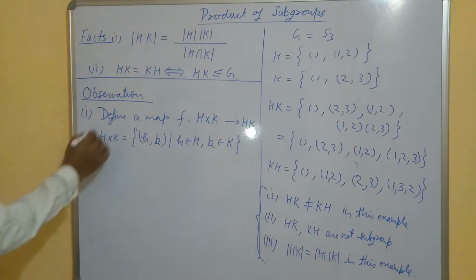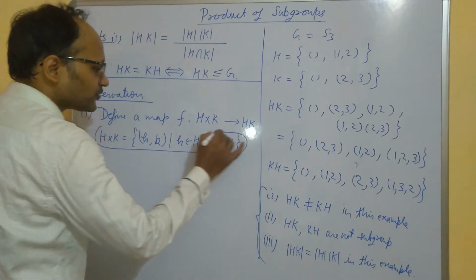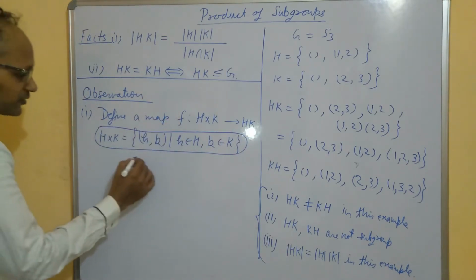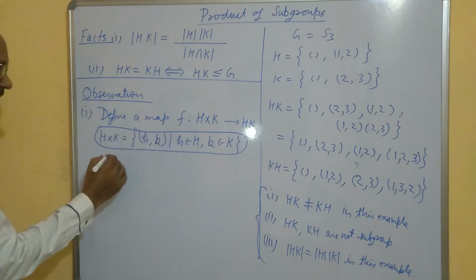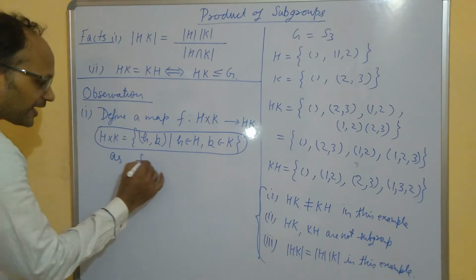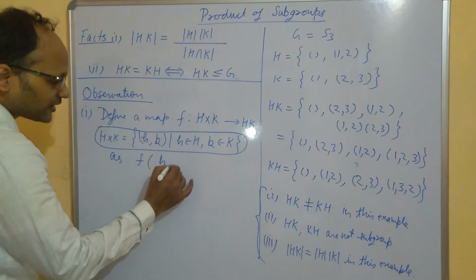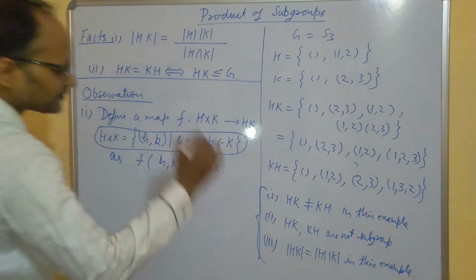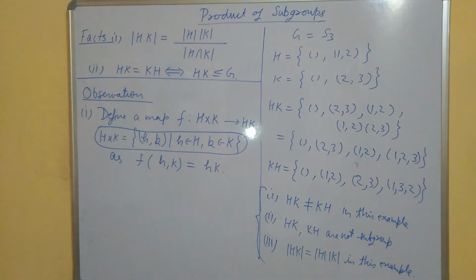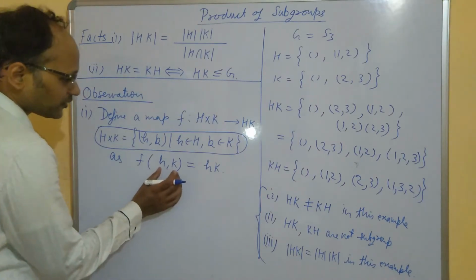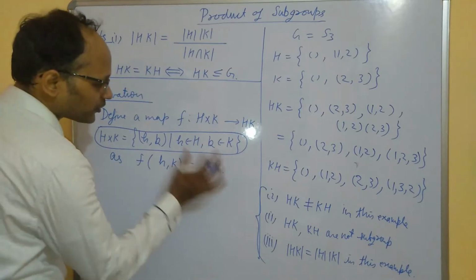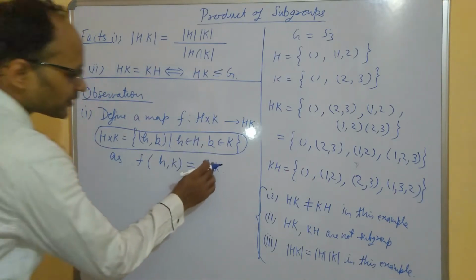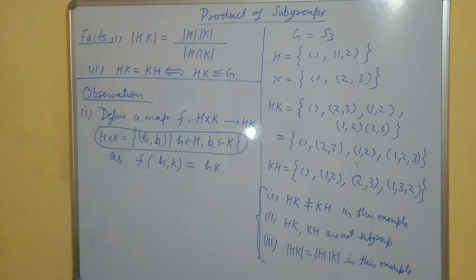So define a map. How will you define the map? So this is for your knowledge. The map is defined as: define a map F as F of (h, k) is equal to hk. So we have sent this ordered pair to the product of these two elements, and here in between there is an operation of the group G.